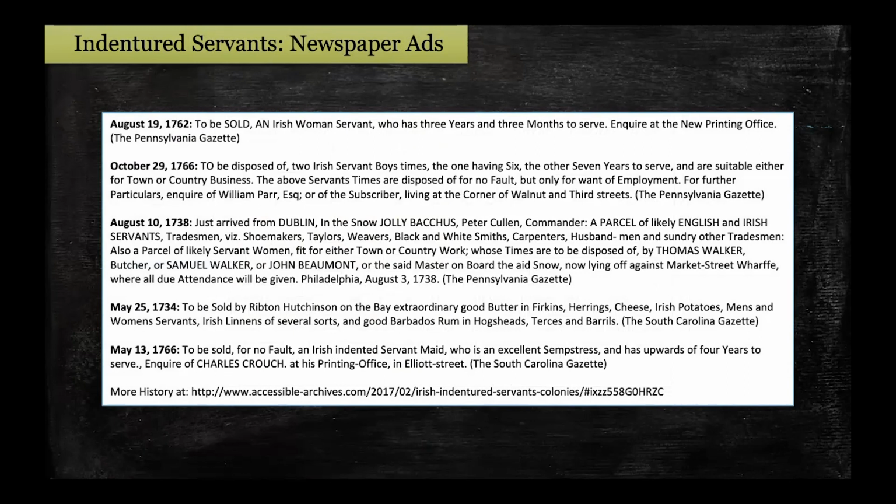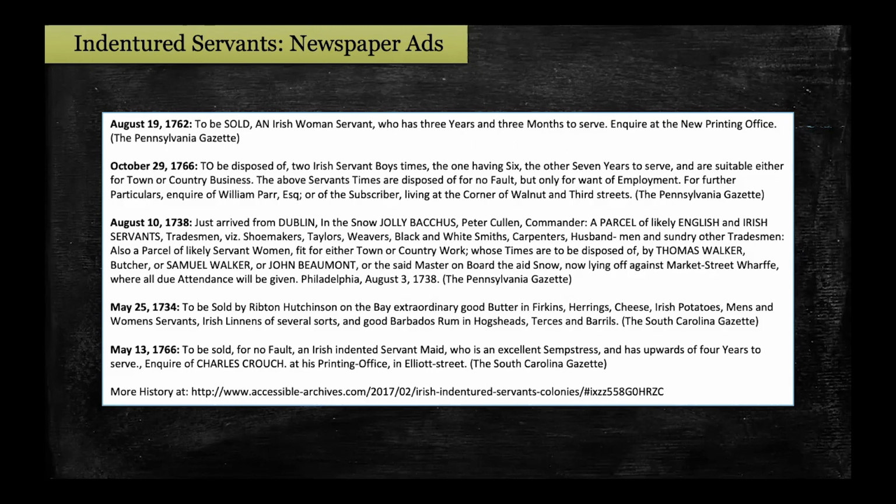August 19th, 1762, to be sold, an Irish woman servant who has 3 years and 3 months to serve. Inquire at the new printing office. Now, generally, the average term of service is around 7 years. And some of them are less and some are more, but the average is around 7.